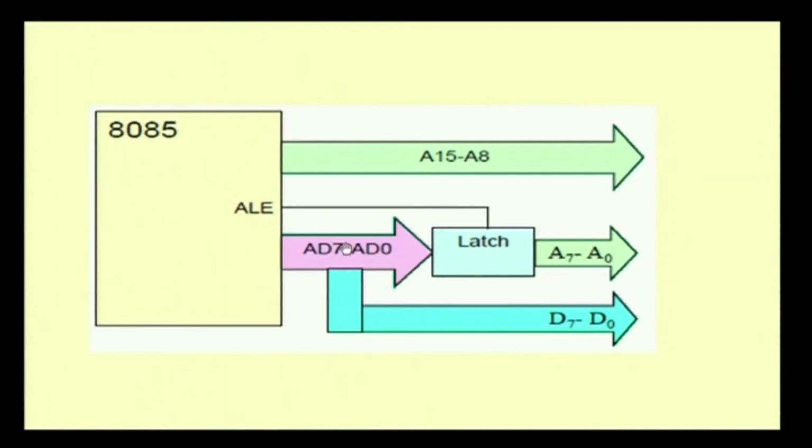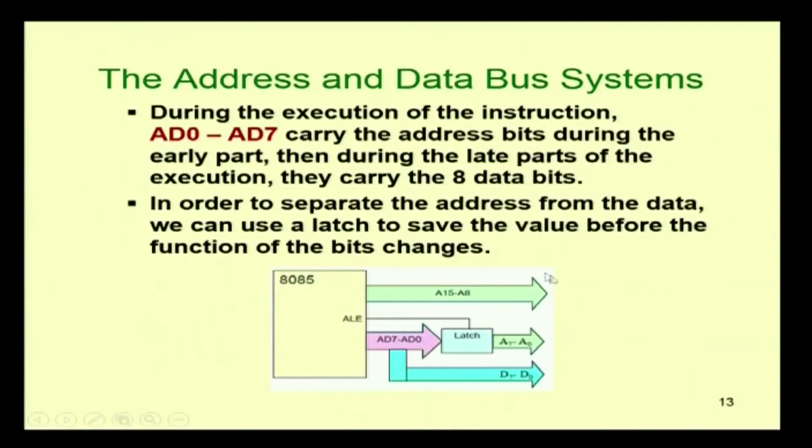Then this pin will not send the address, these pins will send only the data, and this will go to the data pins of the memory or output units and so on. So you have to separate the address and the data. For that you have what is called a latch, which is nothing but a memory, an 8-bit memory. This 8-bit memory will be triggered by the address latch enable pulse and store the address, and after it has stored, these pins will send only the data.